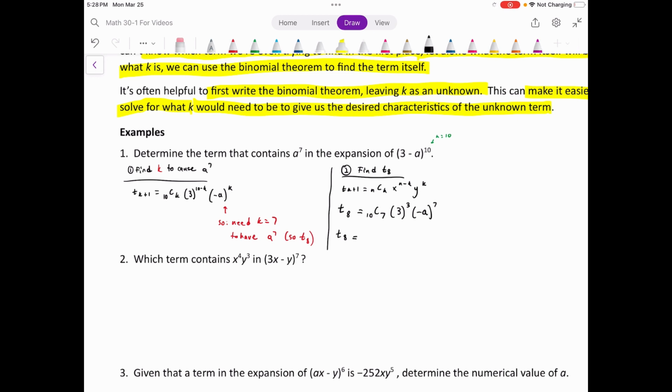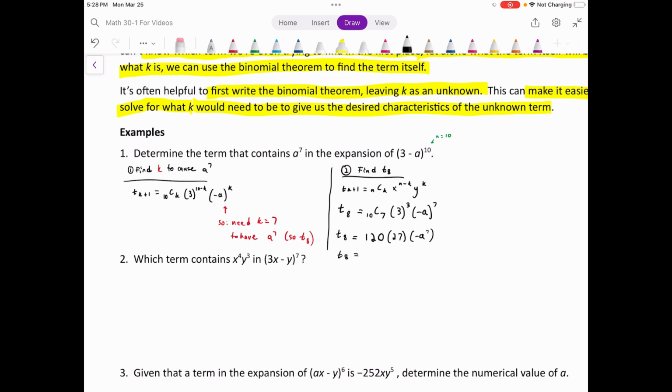So the 8th term then is 10 choose 7, which is just 120, times 3 to the power of 3, which is just 27, 3 times 3 times 3, times, well, negative a to the power of 7, that's just negative a to the power of 7. Notice I'm keeping the negative because we have a negative to an odd power, right? If this had been an even power, we would have lost that negative, but it's not. It's odd.